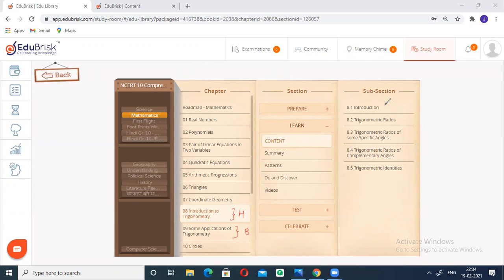So the main topics are trigonometric ratios of some specific angles, and trigonometric identities. The topic trigonometric ratios of complementary angles is deleted for the current academic year. So you need to learn the subtopics or sections: trigonometric ratios, trigonometric ratios of some specific angles, and trigonometric identities. Now, let us take trigonometric ratios. How to write the trigonometric ratios and how do we remember them?